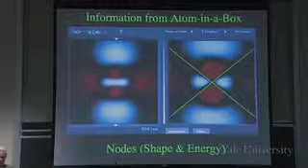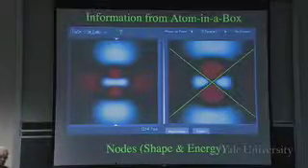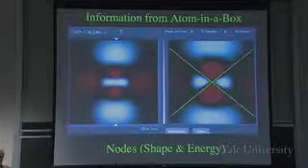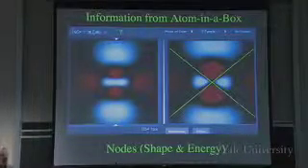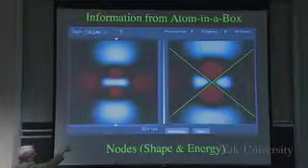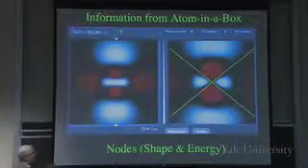Bear in mind that in one dimension a node is a point. In 2 dimensions a node is a line. In 3 dimensions a node is a surface, right? So we're slicing it and see an intersection of the conical surface here, but the actual node is a cone.